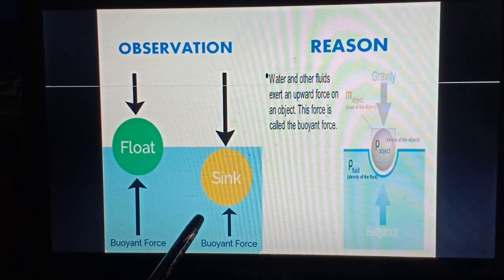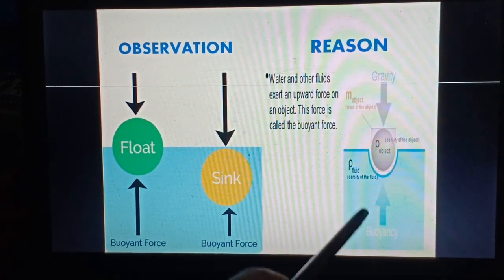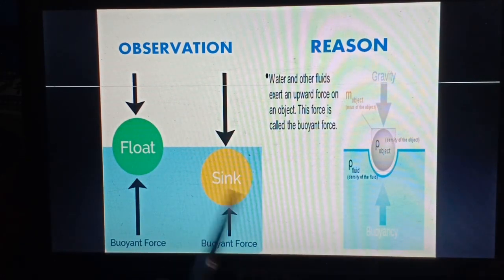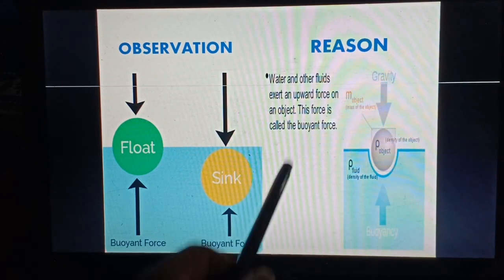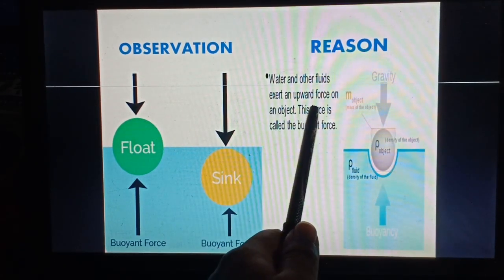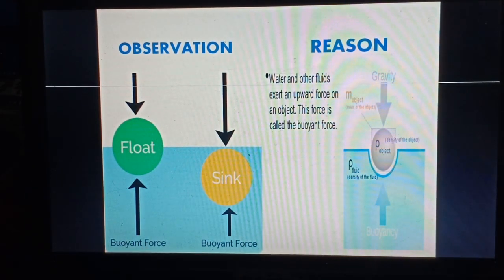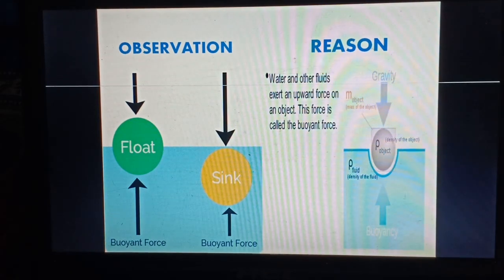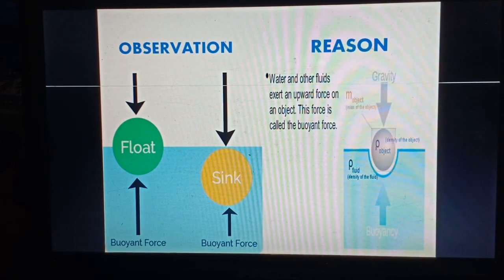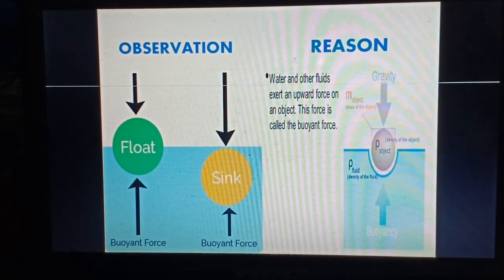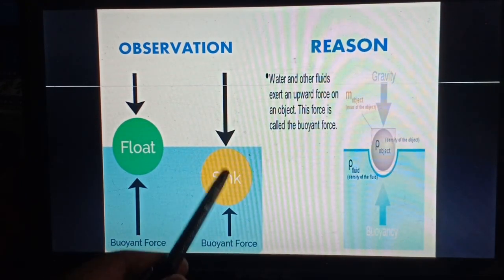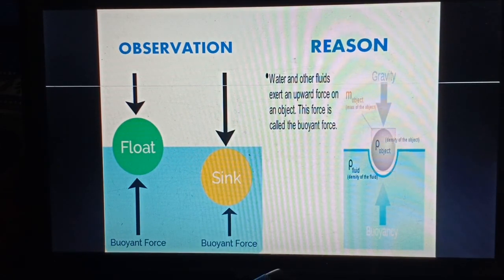The reason is that, as we know, liquids exert pressure, fluids exert pressure in all directions. So water and other fluids exert an upward force on an object. This force is called buoyant force or buoyancy. This buoyancy is the reason that some bodies float over the surface of a river or any water body, and something sinks down to the bottom.